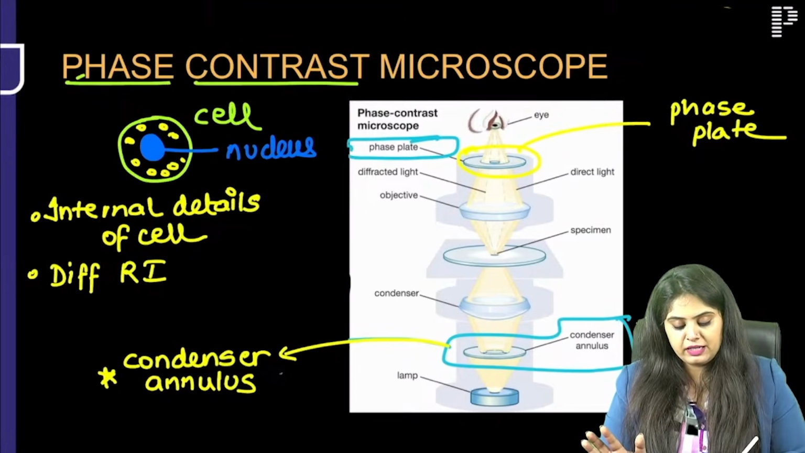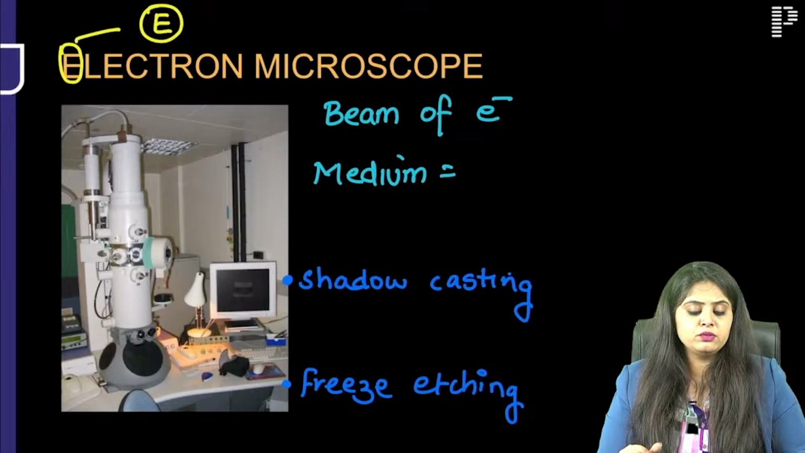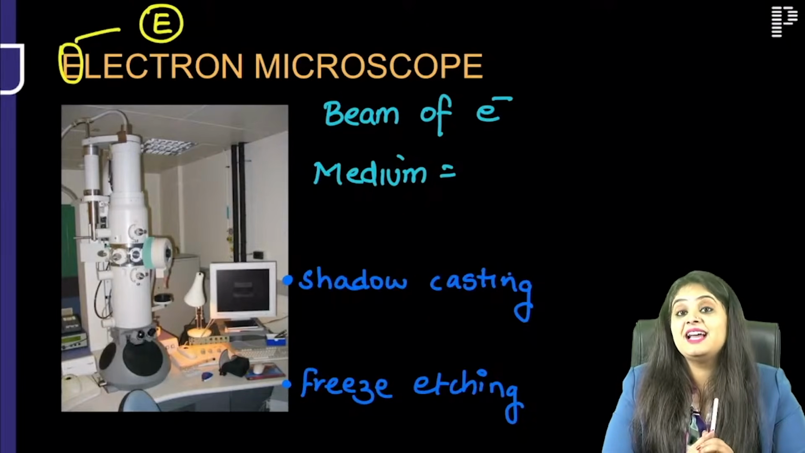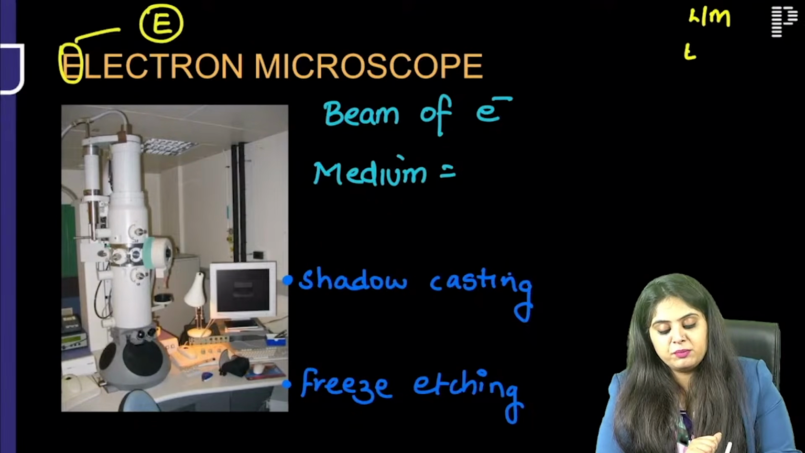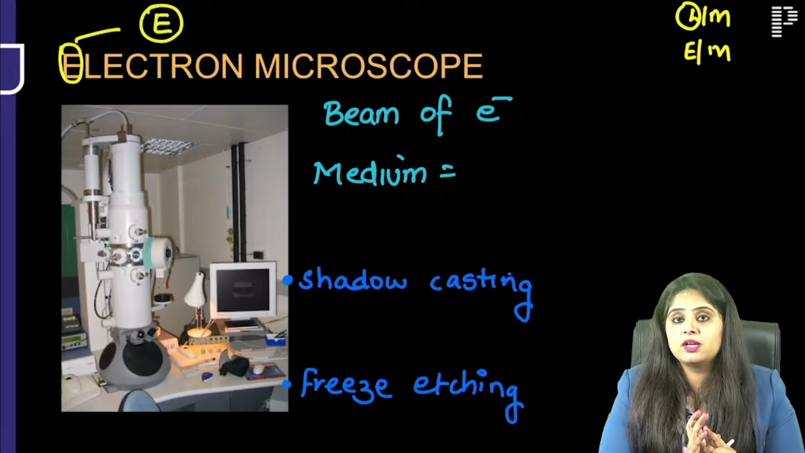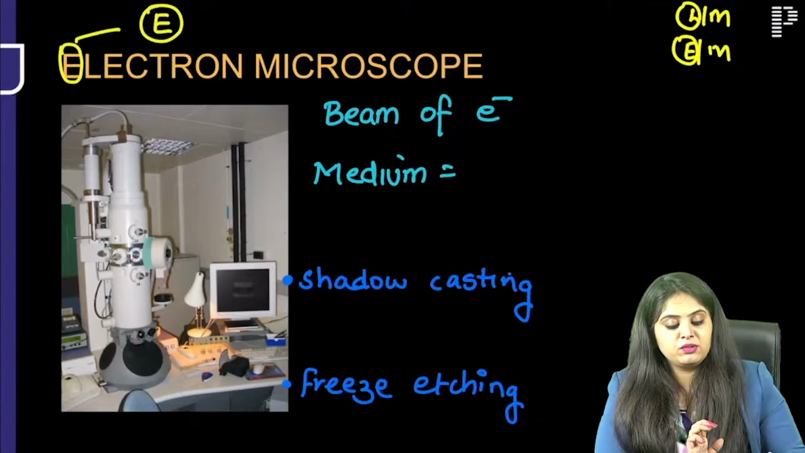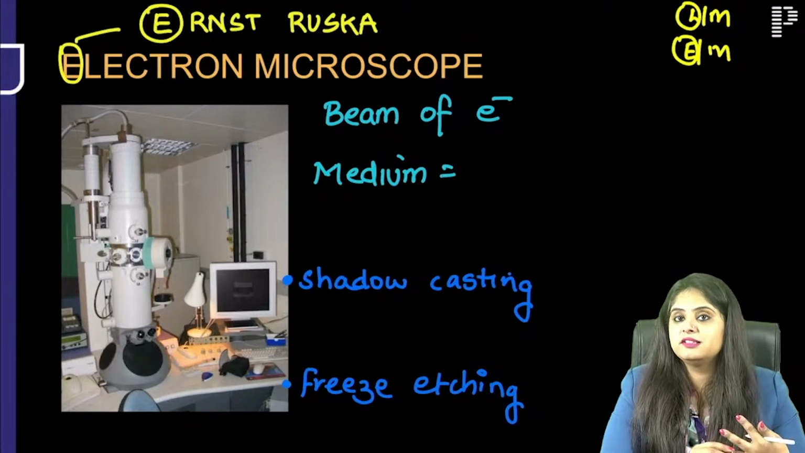Now let's move on to the next one, and that is going to be the electron microscope. Before I start, the electron microscope was given by which scientist? Oh no, I think you ended up seeing. But anyway, last class I taught you the scientists for light microscope and for electron microscope. It was L for L and E for E. Light microscope was by Anton von Leeuwenhoek, and electron microscope was by Ernst Ruska. Last class we had studied this in the scientists.